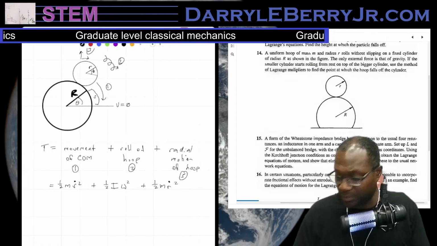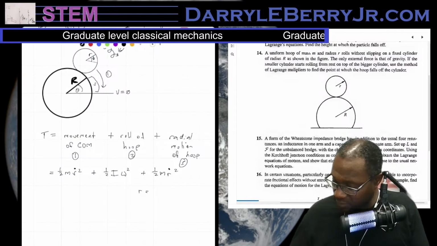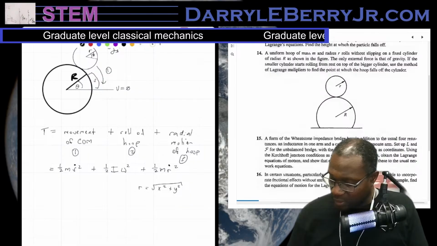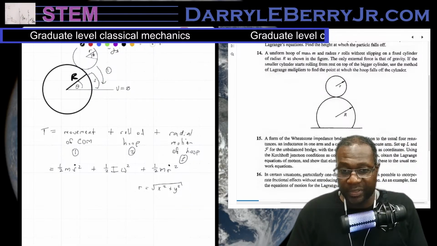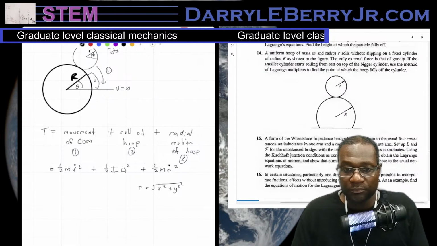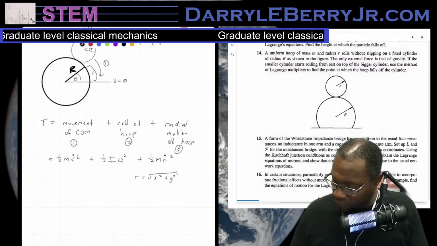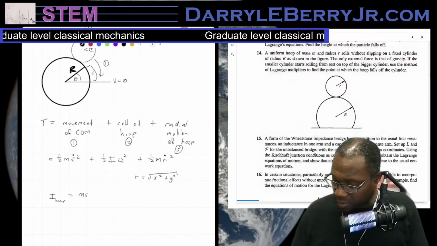And really, r equals the square root of x squared plus y squared. So we're basically just using polar coordinates for that, right? So you can simplify like we did earlier, and we know that I for a hoop is m r squared.